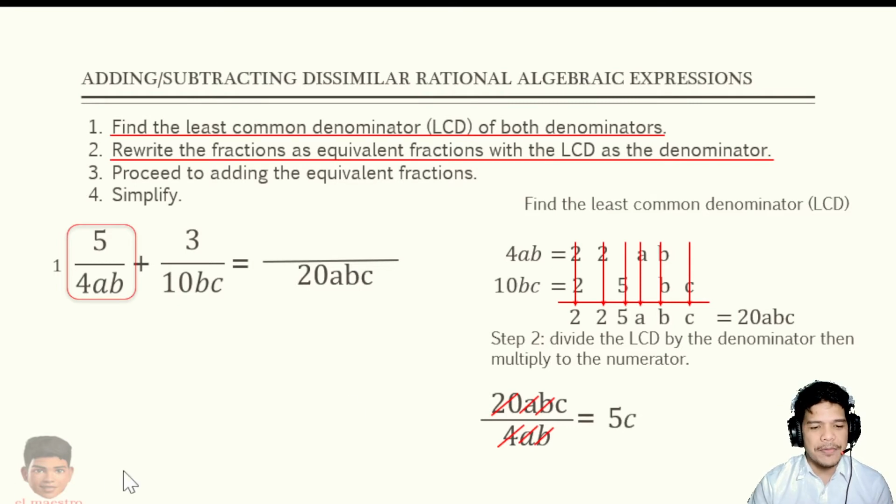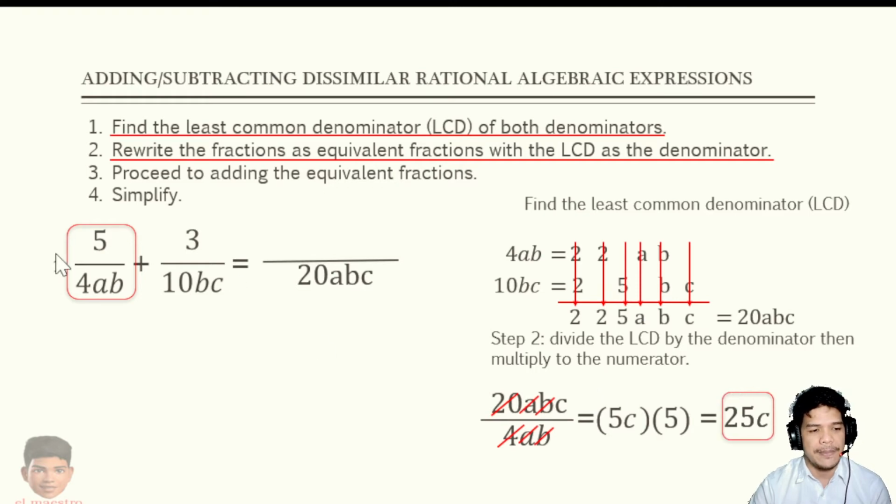And sabi, after daw natin i-divide, i-multiply natin sa numerator. So, anong numerator niya? 5. So, multiply it by 5. So, we'll have 5 times 5 is equal to 25C. Siyempre, ilalagay mo pa rin yung C. This is now the equivalent fraction sa term na to. Ito na yung magiging equivalent fraction natin. So, i-write down natin yan dyan.